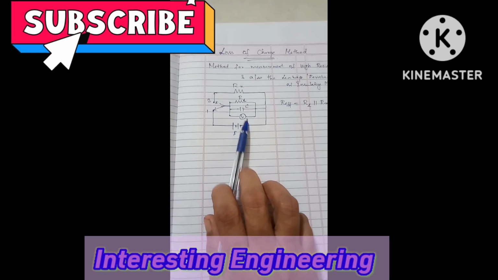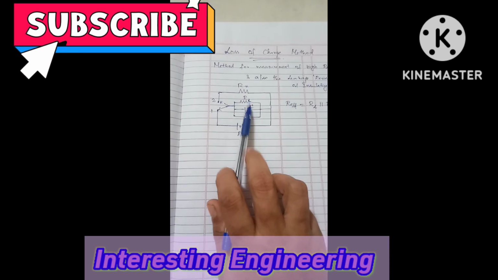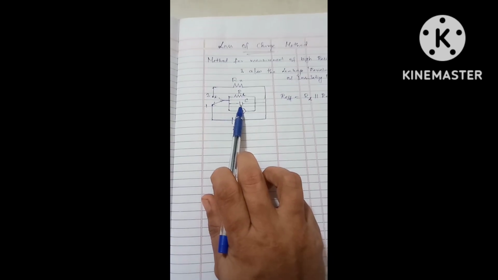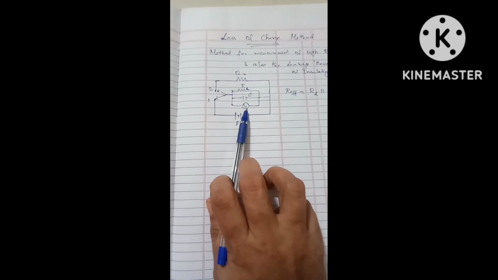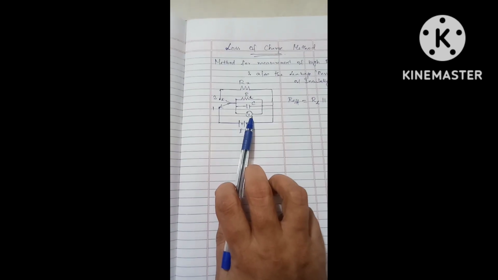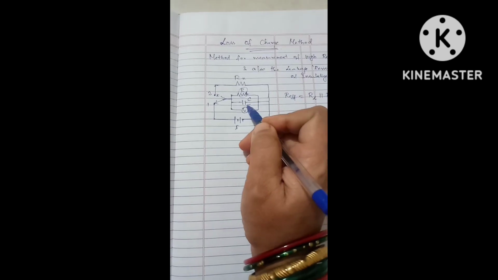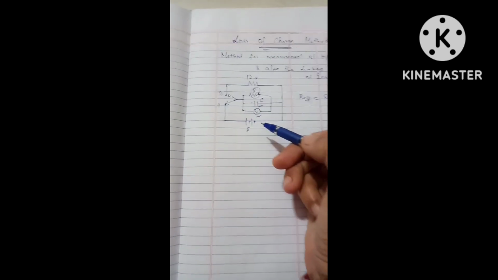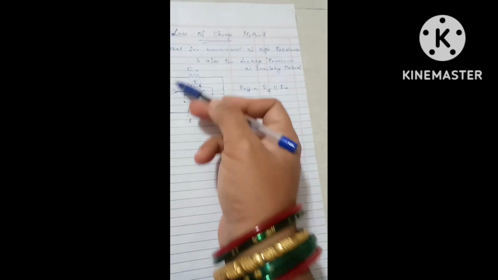Here we have one more resistance represented as RL, which is nothing but the leakage resistance. Normally the capacitor will have leakage resistance, and the electrostatic voltmeter used here will also have some sort of leakage resistance. So this leakage resistance is the parallel combination of the leakage resistance of the capacitor as well as the leakage resistance of the voltmeter.